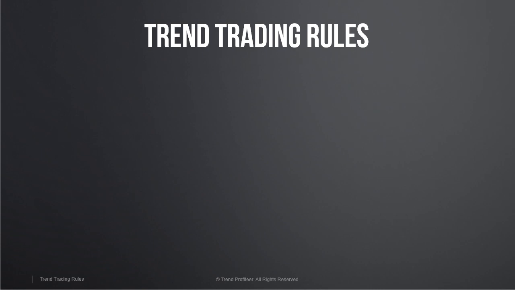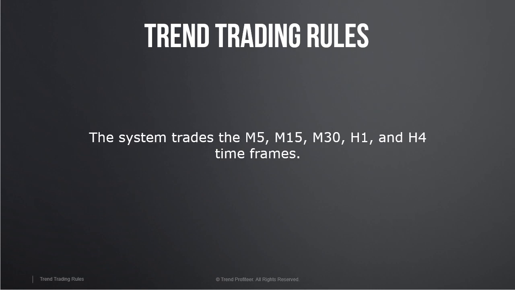Of course, we're going to go over it in more detail and the examples and then the rules of the trading system. The system trades the M5, that's the 5 minute, the M15, 15 minute, the M30, and the H1 and the H4 time frames. So it's the 30 minute, the 1 hour, and the 4 hour as well.